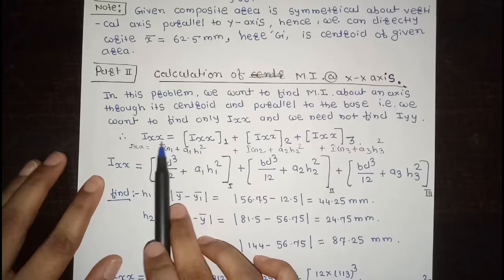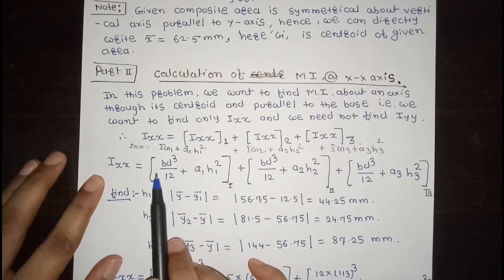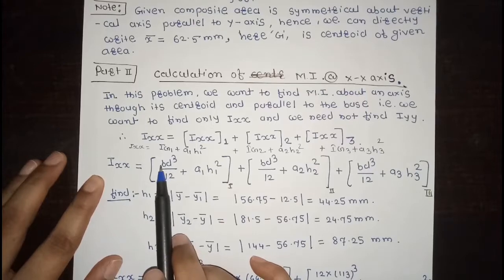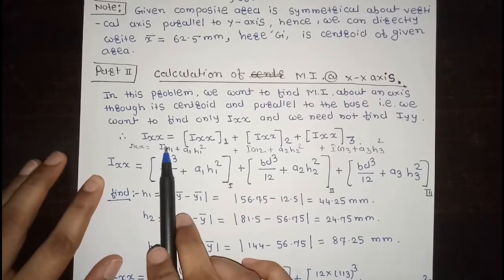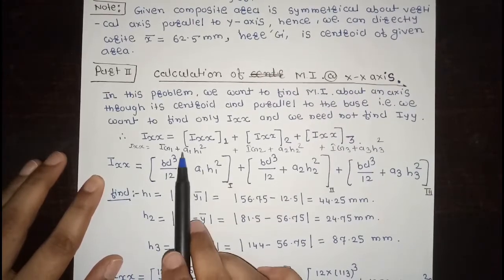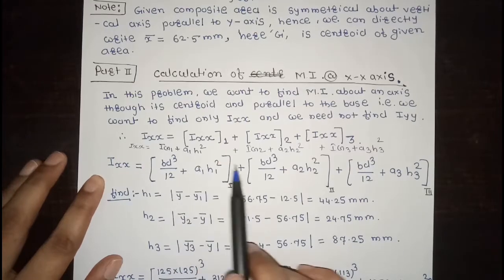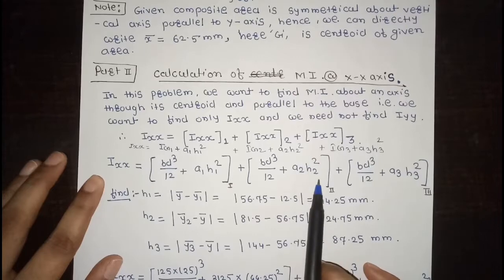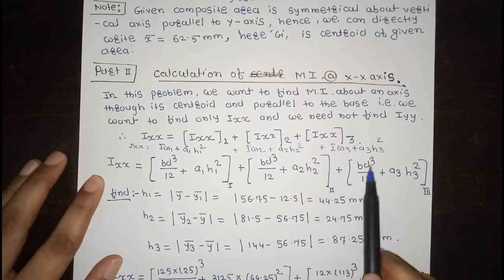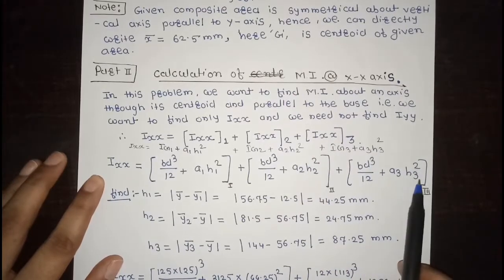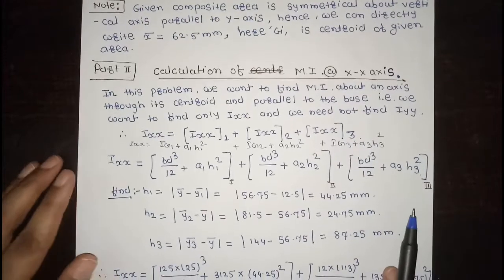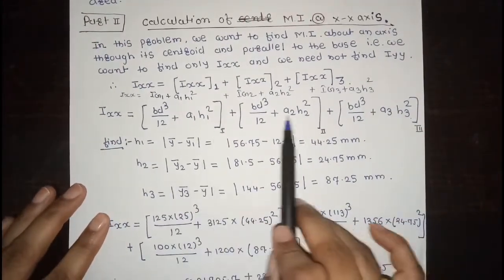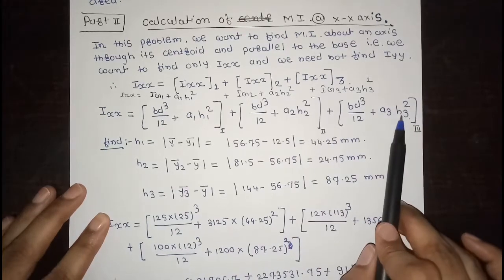What is the value of Ig1 for the first section? The first section is the rectangle. So what is the moment of inertia of a rectangle? BD cube by 12 plus A1 H1 square plus BD cube by 12 plus A2 H2 square plus BD cube by 12 plus A3 H3 square. So first of all, calculate H1, H2, H3.